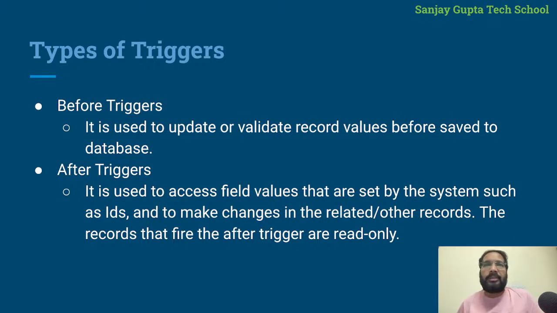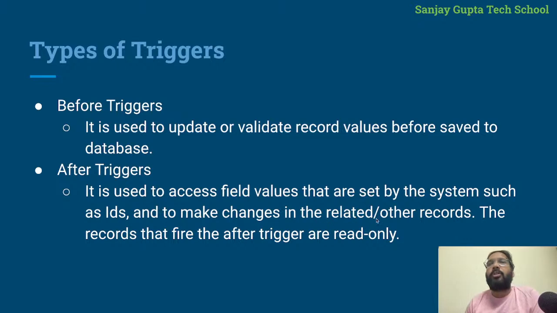And second, we have the after trigger. Once your record is saved to the database, and if we are talking about an insert operation, the record ID will be generated for that record. So for example, if you have created a record and you want to use that record ID for any processing purpose, in that case you should be using an after trigger, because a newly created record's ID will be available in the after trigger only, right?